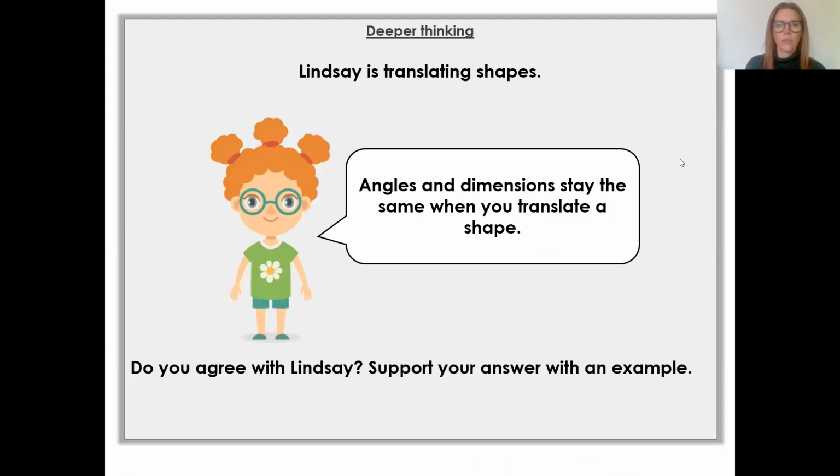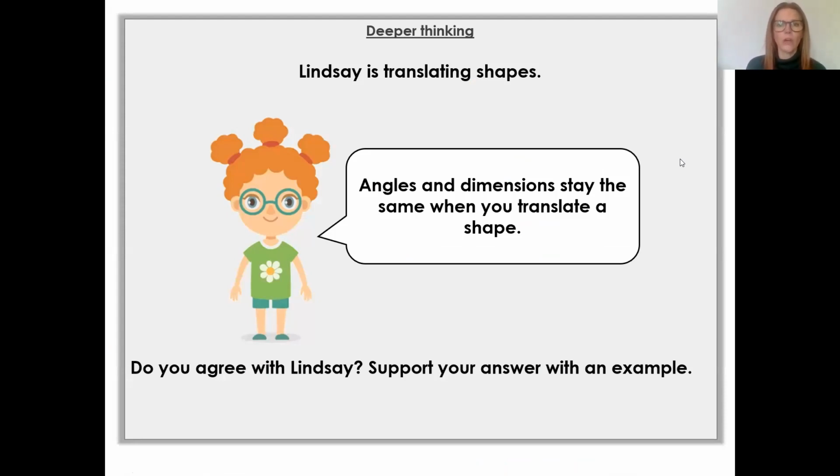There are also some deeper thinking questions. So this is just an example of what you can expect for your deeper thinking questions. It says, Lindsay is translating shapes. She says, angles and dimensions stay the same when you translate a shape. Do you agree with Lindsay? Support your answer with an example.